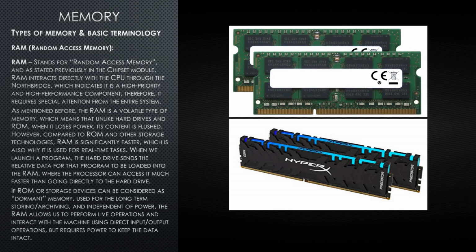However, compared to ROM and other storage technologies, RAM is significantly faster, which is why it is used for real-time tasks. When we launch a program, the hard drive sends the relevant data for that program to be loaded into the RAM, where the processor can access it much faster than going directly to the hard drive. If ROM or storage devices can be considered as dormant memory, used for long-term storing and archiving, and independent of power, the RAM allows us to perform live operations and interact with the machine using direct input and output operations, but requires power to keep the data intact.